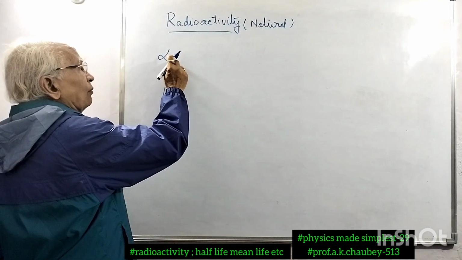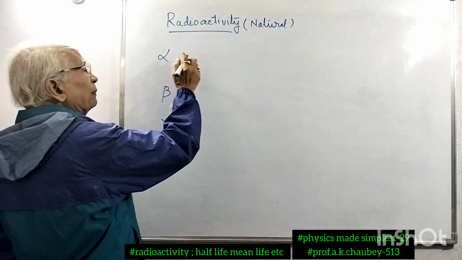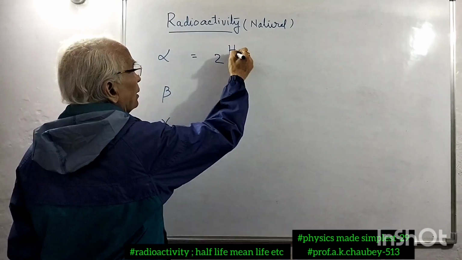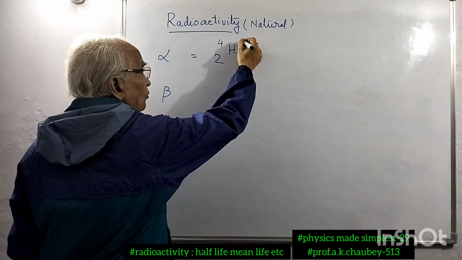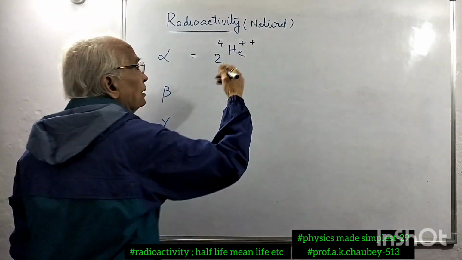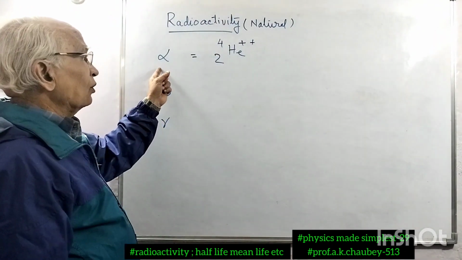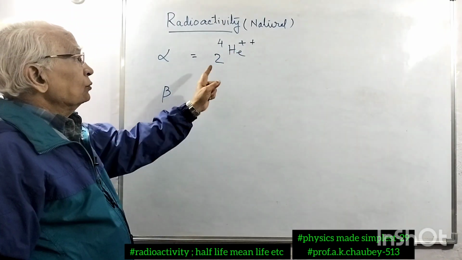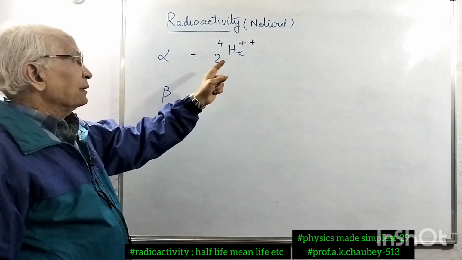Later on, by studying the properties of these radiations, it was found that the alpha particle is nothing else but a helium-4 nucleus, from which 2 electrons have been removed. So it becomes doubly charged. Alpha particle has 2 units of positive charge. So Z is 2 and mass is 4, helium-4. So the alpha particle is like that.